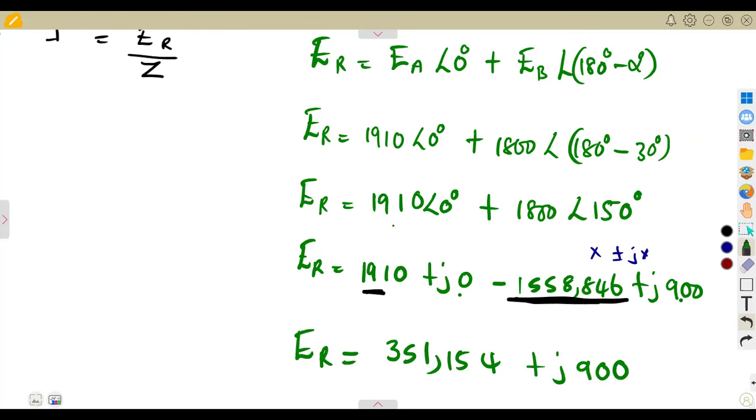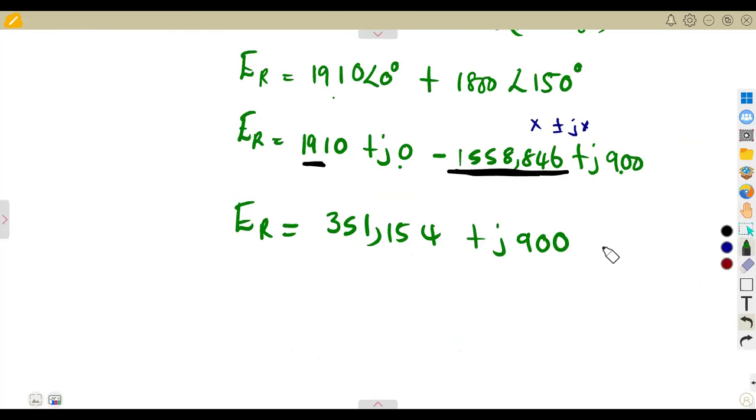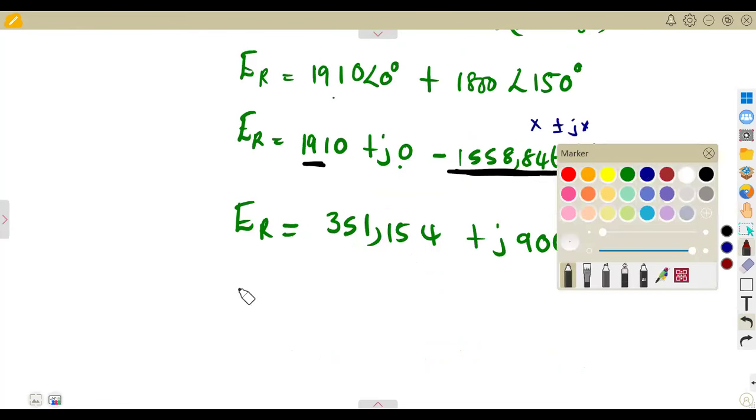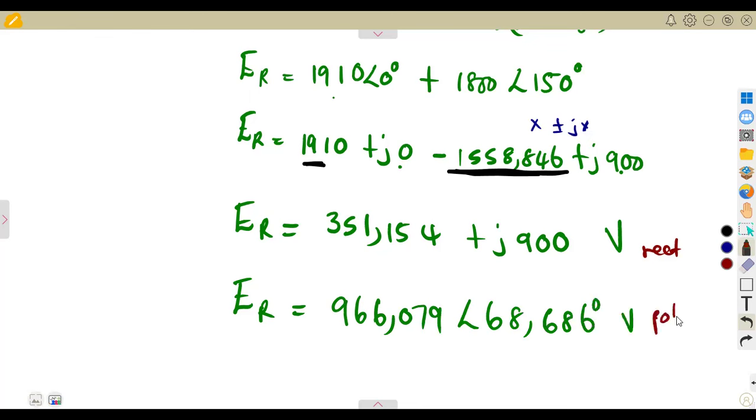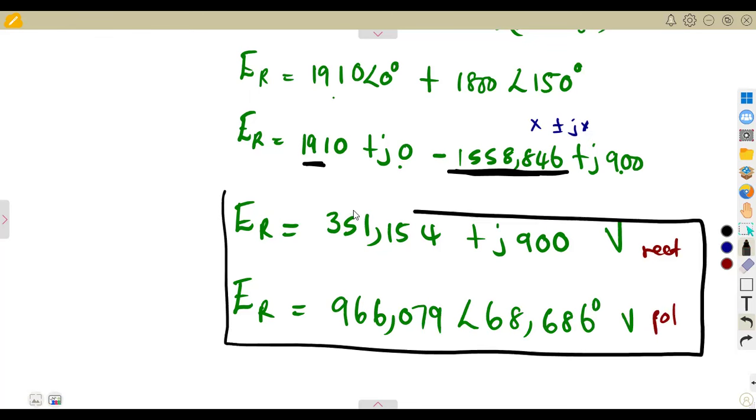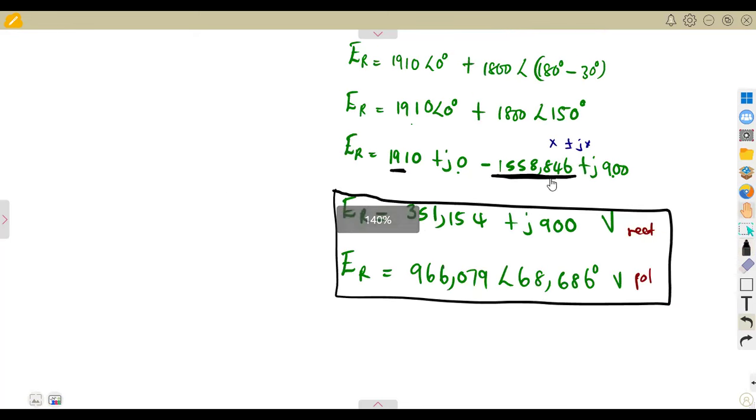So you obtained ER in rectangular form. So that is our answer, but this is in rectangular form. Guys, you're going to convert. We talked about this, conversion to polar form from rectangular form. So you are going to obtain 966.079, the angle there being 68.686 degrees. So that is in polar form. So this is the E that we need on that formula there. That is the stages that you need.